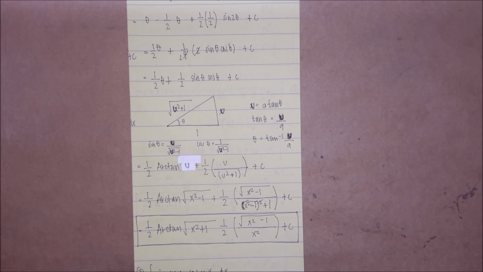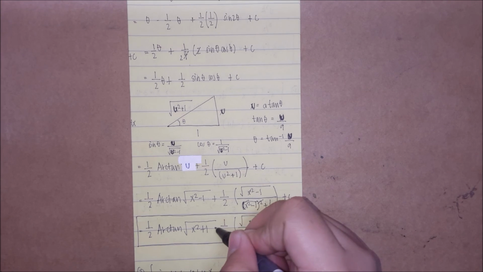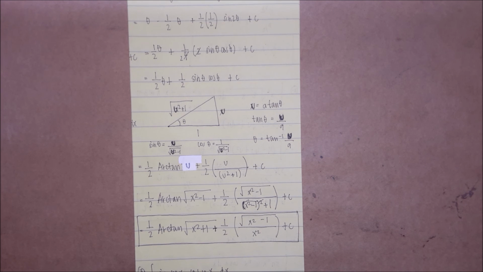Then substitute the value of u, and we have the final answer: 1/2 arctan square root of x squared minus 1, plus 1/2 times square root of 2 minus 1 over x squared, plus c.